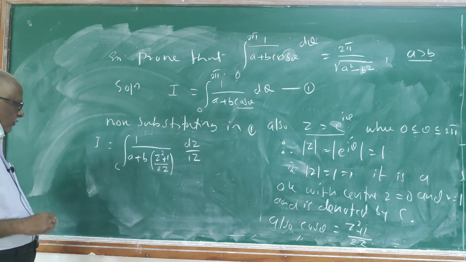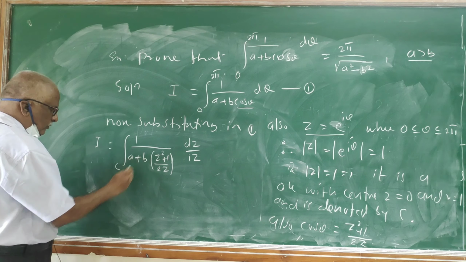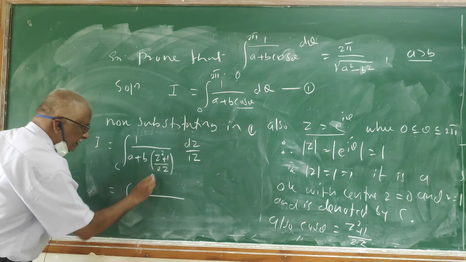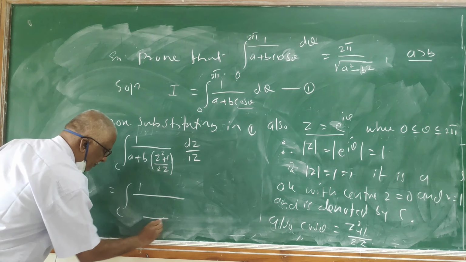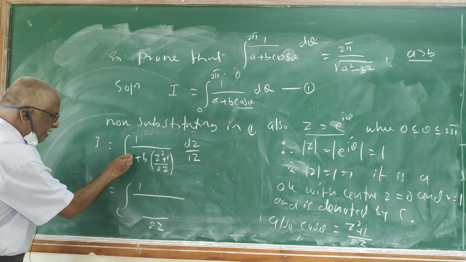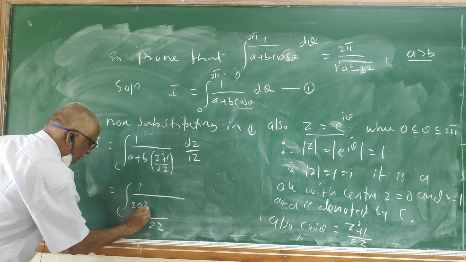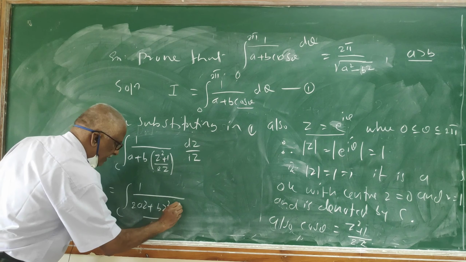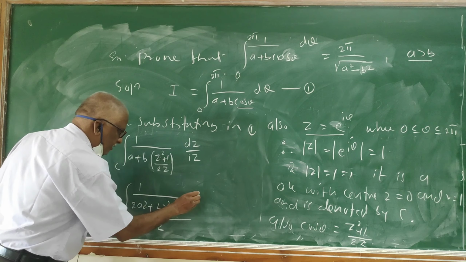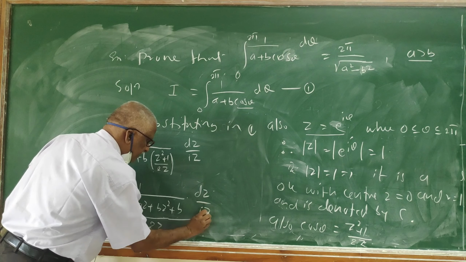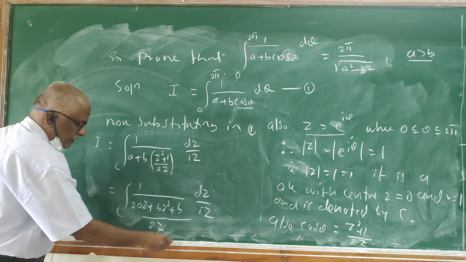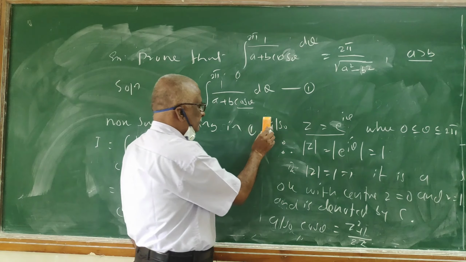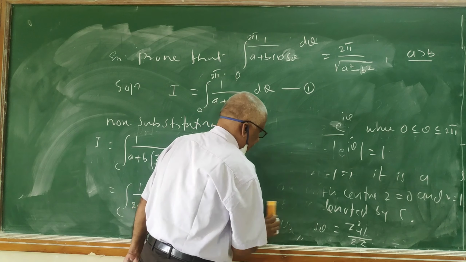In the very first step, we have to simplify this term. That is, the integral over C of 1 by, taking the LCM, which is 2z, multiplying by 2z it becomes 2az plus b into z square plus b upon 2z, into dz upon iz. So this z gets cancelled with this z here, and 2 goes to the numerator.